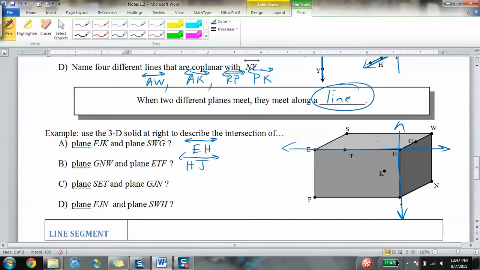Next one, plane SET, which is the top of the box, and GJN.